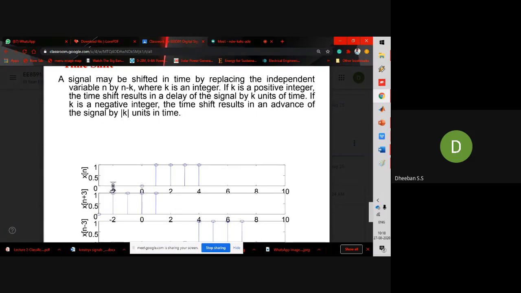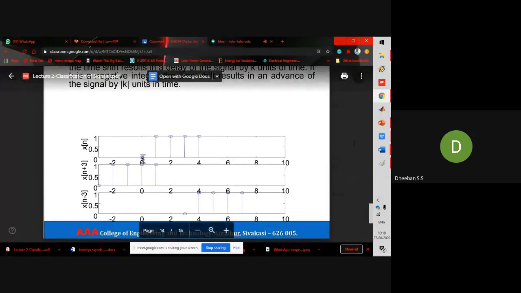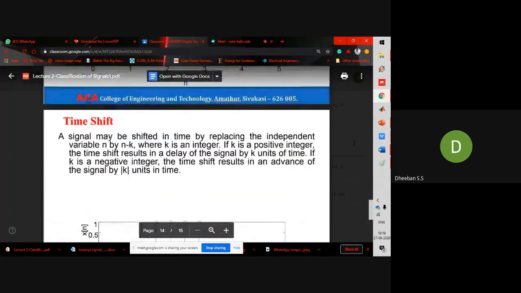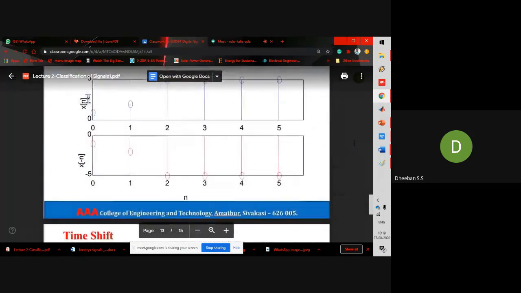The same thing, if it is minus, then the signal gets shifted towards your right side. So this signal reacts very quickly, but here this signal is delayed. This signal is prior and this signal is delayed. That's the main difference. These are some of the basic operations over here.